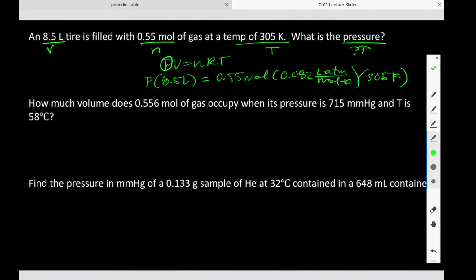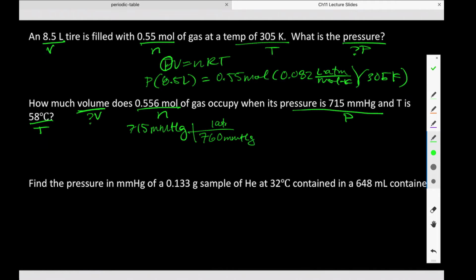Okay, so how much volume, so this is my question, does this many moles, which is N, of gas occupy when its pressure is this, and T is this, right? So again, no reference to change, we're just looking for that last piece of information. So we would just use, ding, ding, ding, the ideal gas law, right? So P is 715 millimeters of mercury, and as you write that, you would think to yourself, oh, that's right. So you would go ahead and convert that, 760 millimeters of mercury is equal to 1 atmosphere, right?